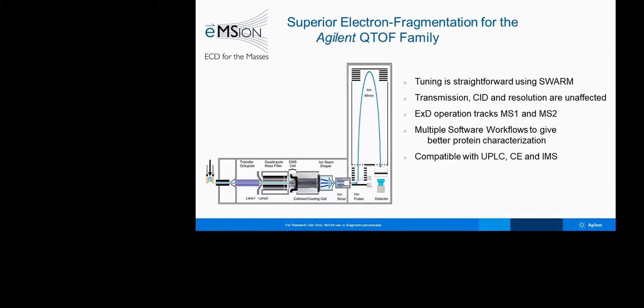The EXD controller tracks the MS1 and MS2 operation of your instrument. With this ECD cell installed, we have multiple software workflows to get better protein characterization, from bottom-up to top-down analysis. With this cell installed, you can also couple it with LC on the front end of your system, as well as capillary electrophoresis and our ion mobility platform.